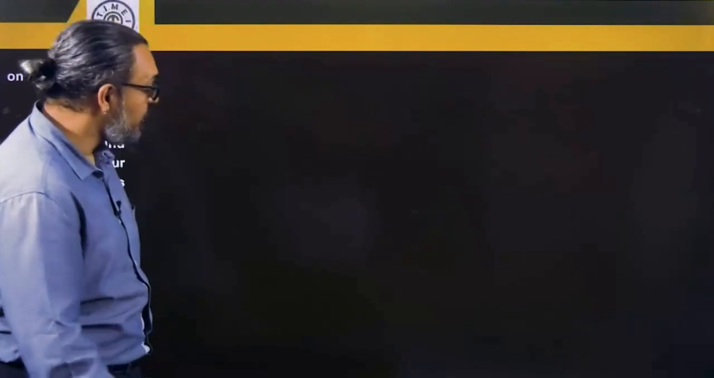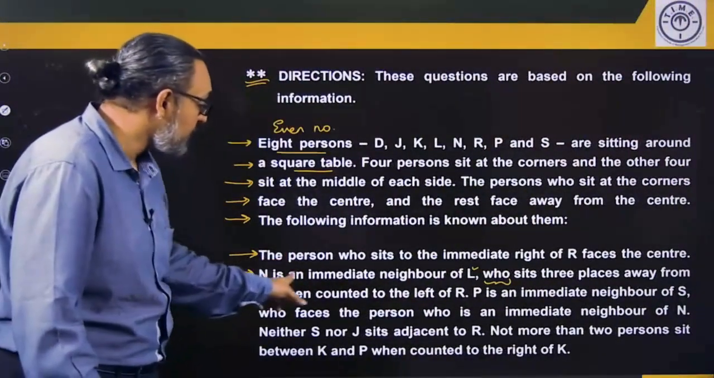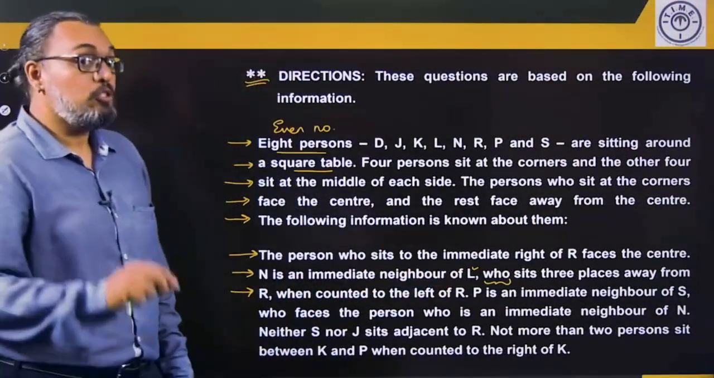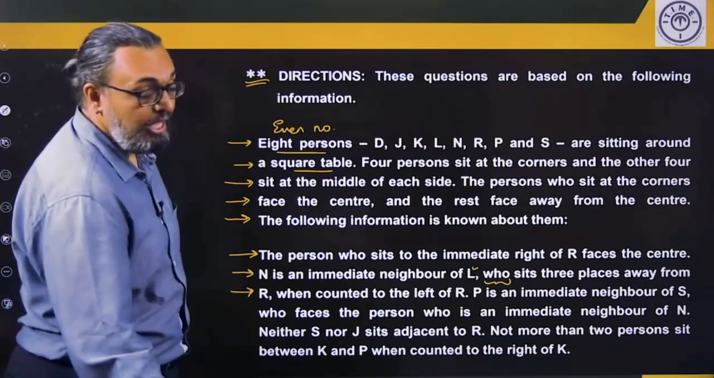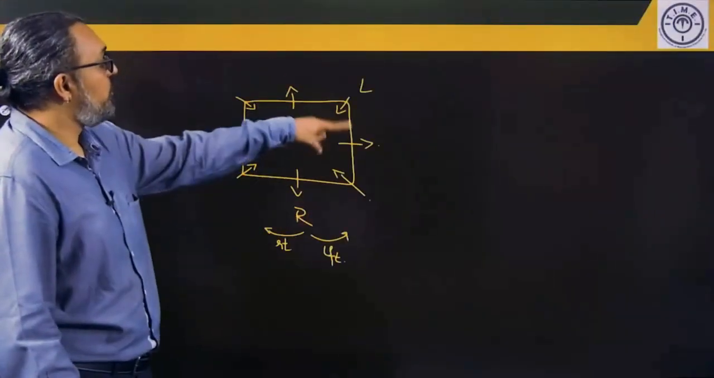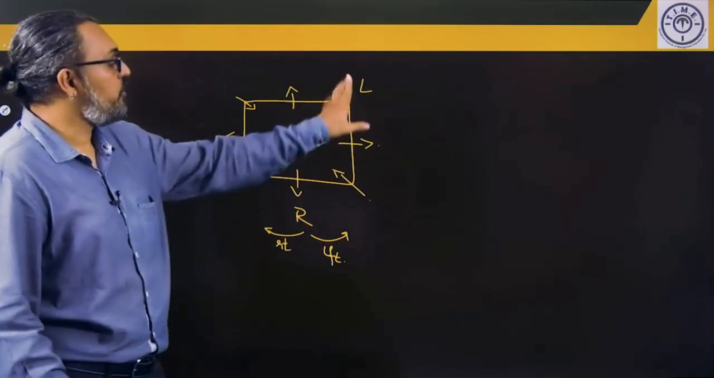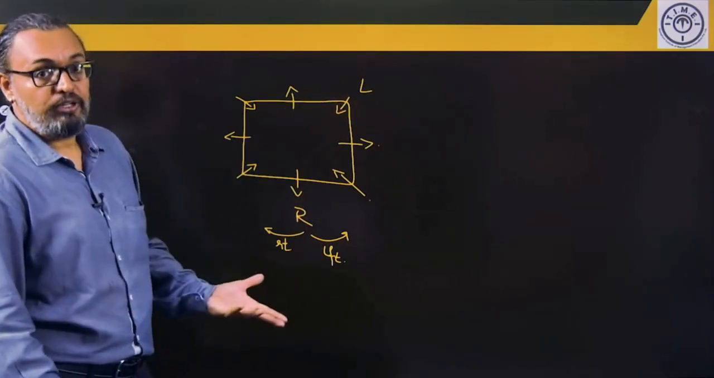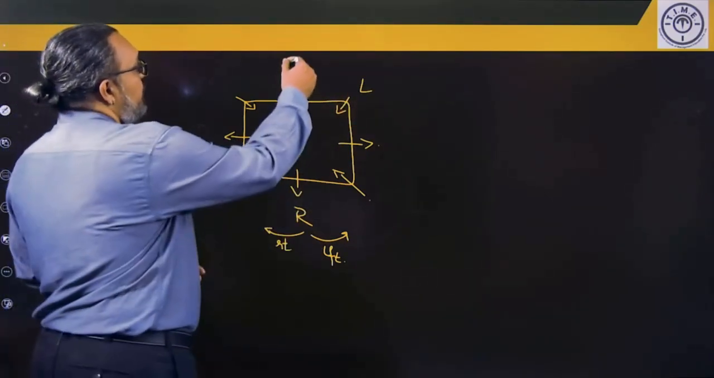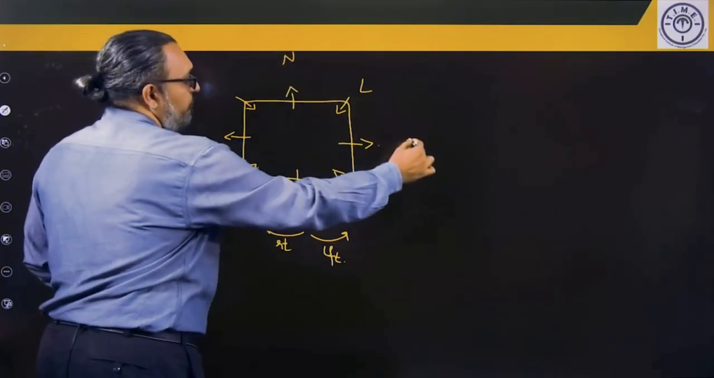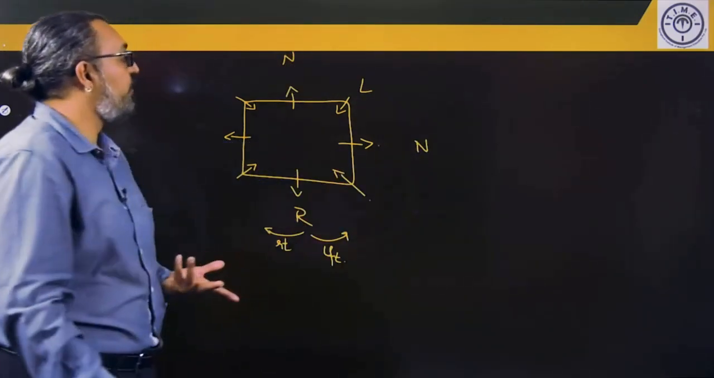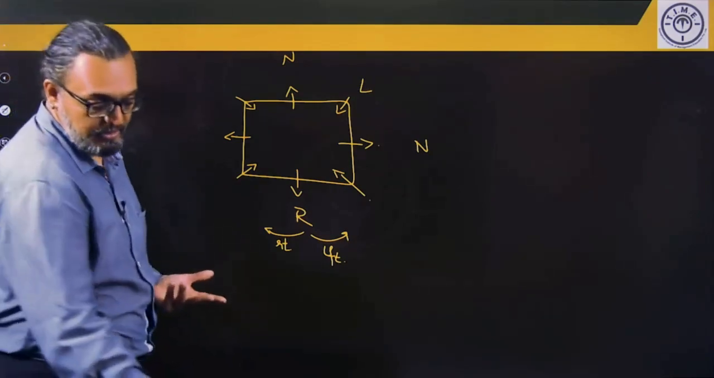And what was the earlier instruction? We had N is an immediate neighbor of L. So, N should be an immediate neighbor of L. So, now both neighboring positions of L are available. So, what we can do? We can either fix N here or we can fix N here. So, let us see where we can look into it.